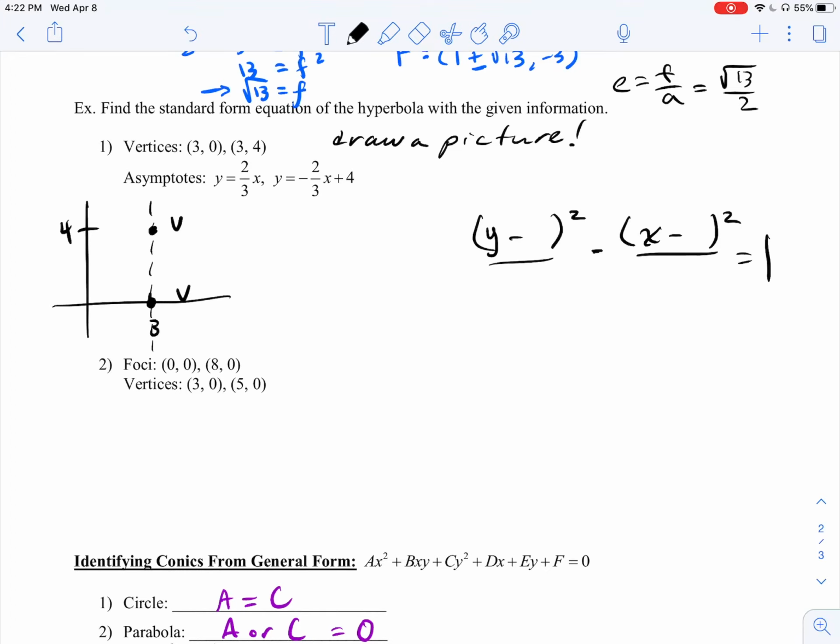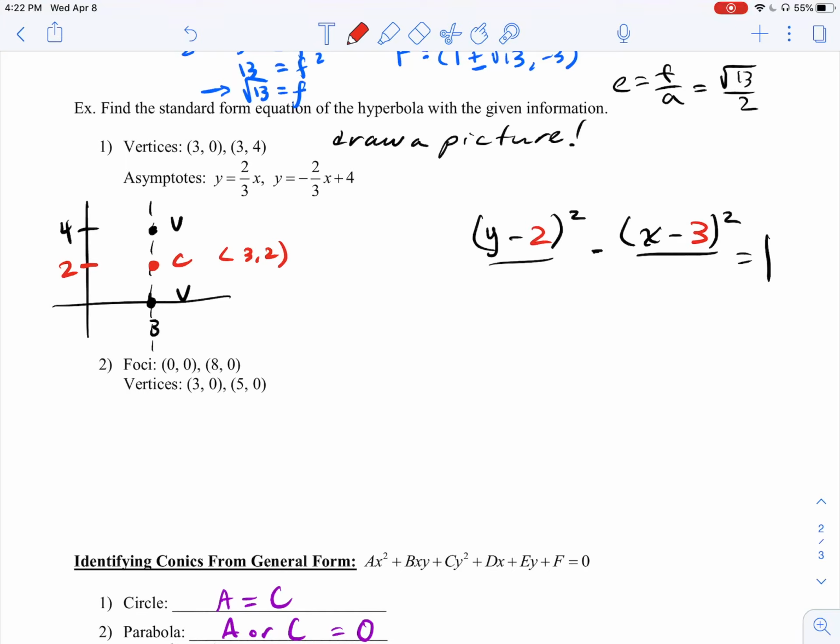And while I'm at it, might as well figure out where my center is. Well, I know my center is going to be exactly halfway in between my two vertices. Halfway between 0 and 4 is going to be 2. So my center coordinate is going to be 3, 2. So that means I can write those points there and fill that in.